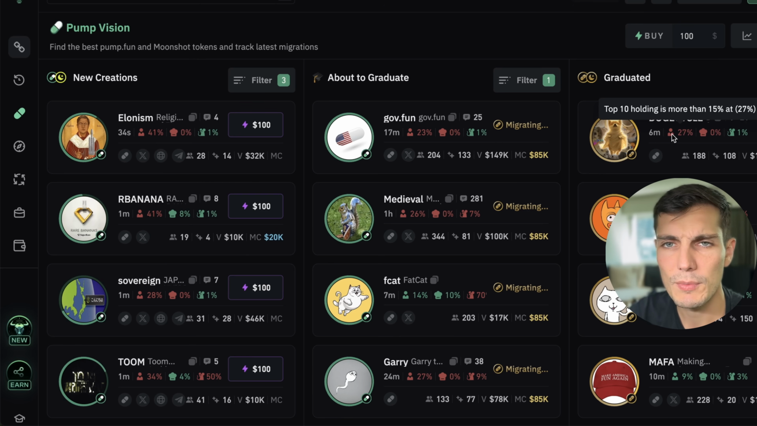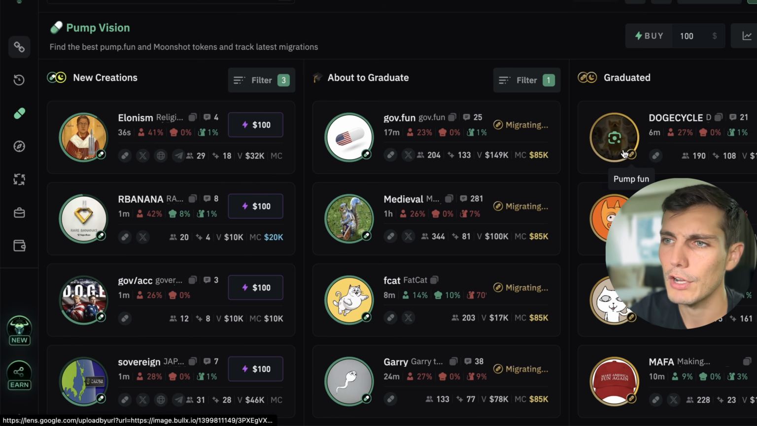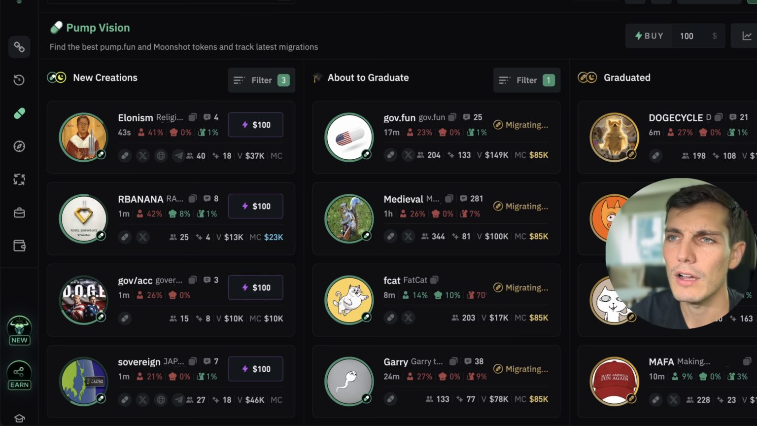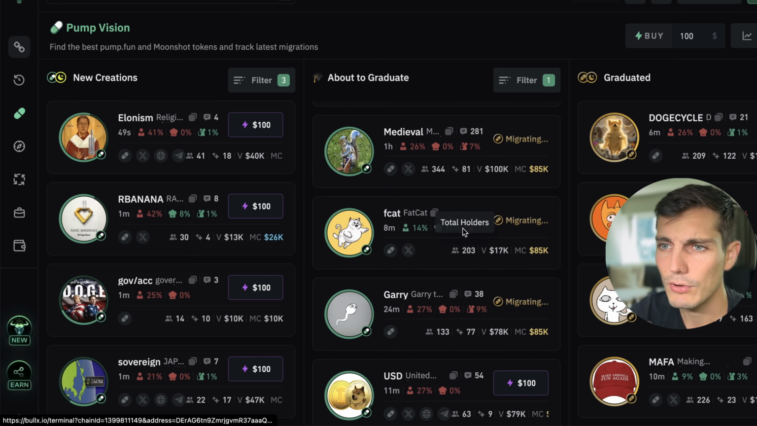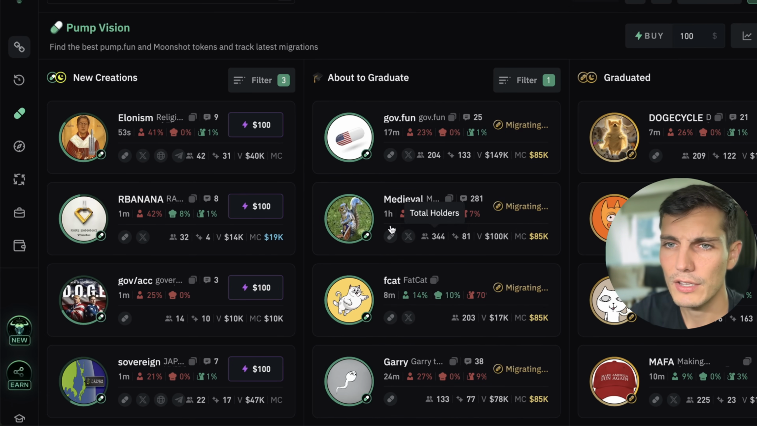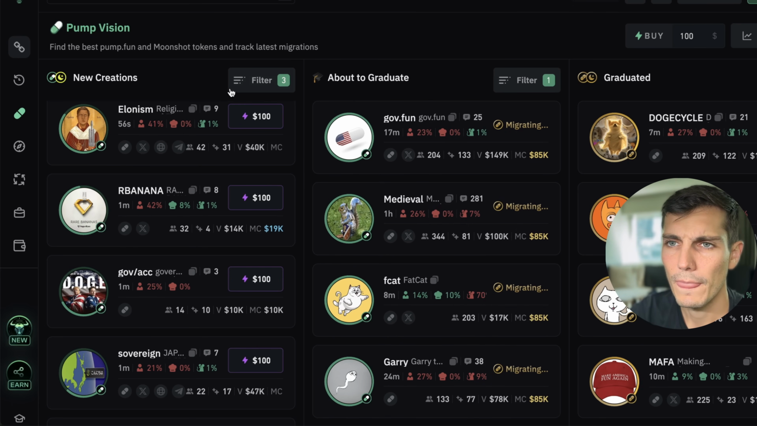If you've been in memecoins for more than 2 hours, you know that graduated means it completed the bonding curve, and then it gets traded on Raydium. That's where all the coins are. And about to graduate, well, it's about to go there. And we can see that now the volume is pretty high because 4 coins are migrating right now with a quite high market cap. So on the new creation, it's simple.